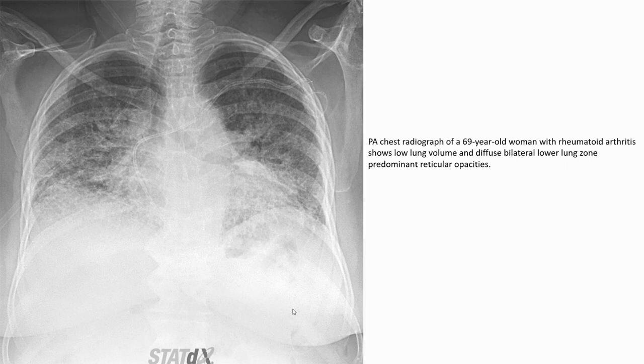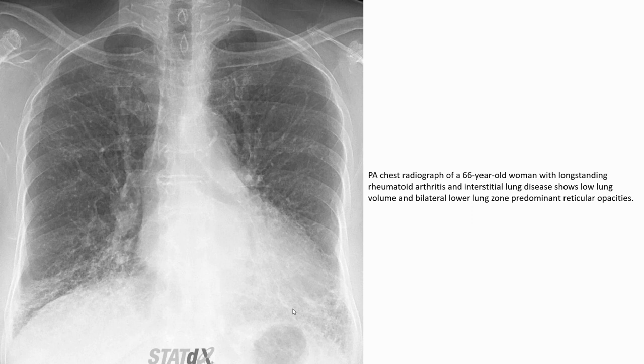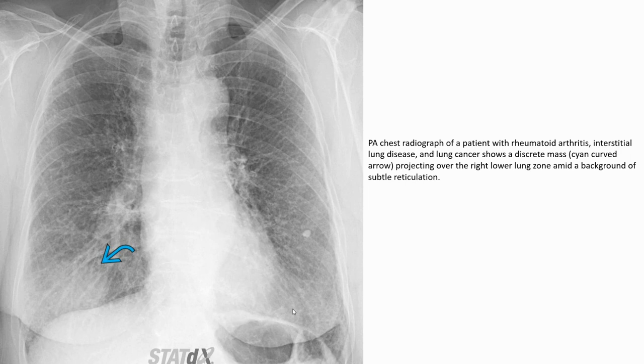PA radiograph of a 69-year-old woman with rheumatoid arthritis shows low lung volume and diffuse bilateral lower lung zone predominant reticular opacity. PA radiograph of a 66-year-old woman with long-standing rheumatoid arthritis and interstitial lung disease shows low lung volume and bilateral lower lung zone predominant reticular opacity. PA radiograph of a patient with rheumatoid arthritis, interstitial lung disease, and lung cancer shows a discrete mass, arrow, projecting over the right lower lung zone amid a background of subtle reticulation.